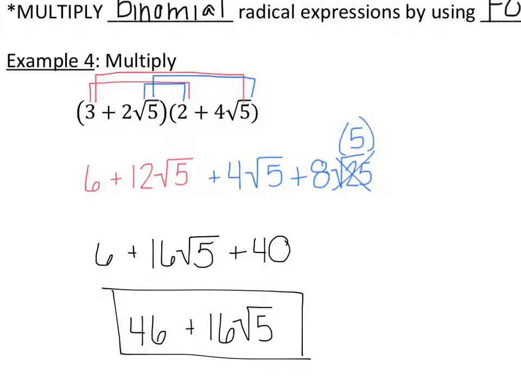You still good? But you don't add the 16 and the 46. No, because they are not like radicals, because this one does not have the square root of 5.